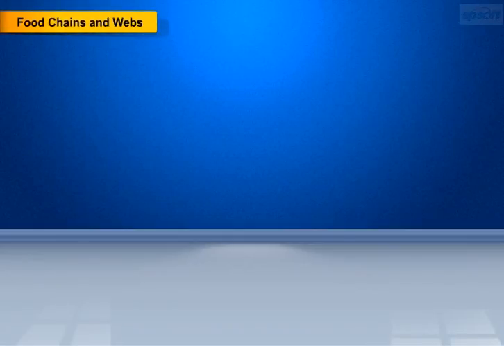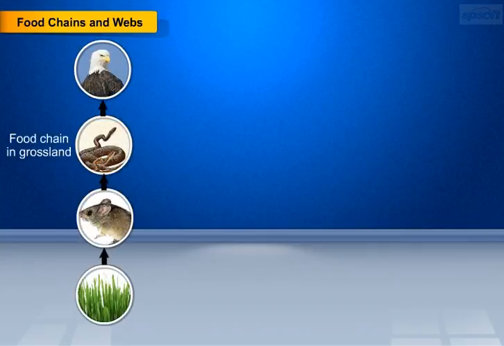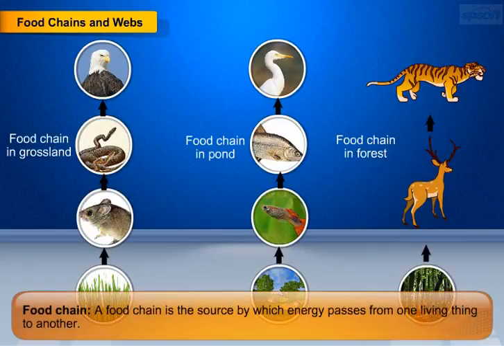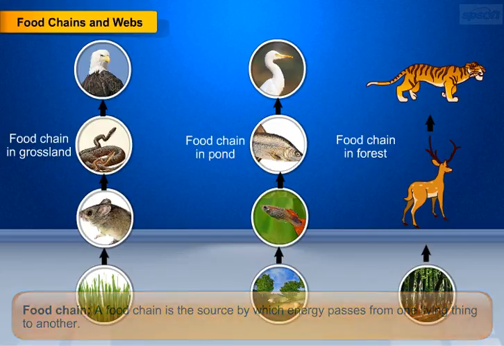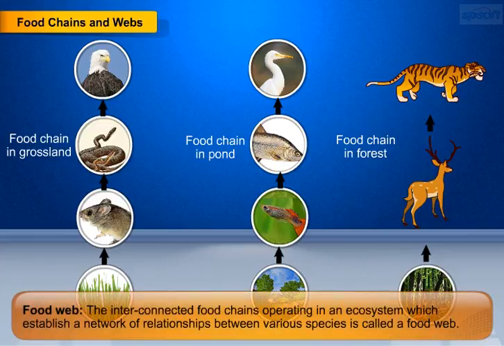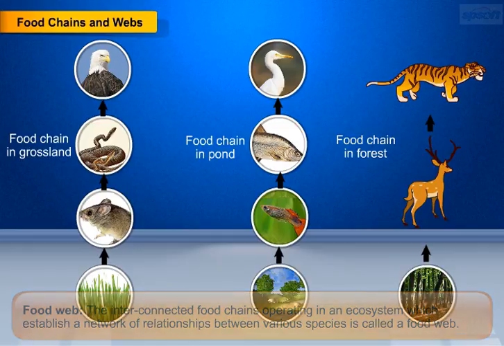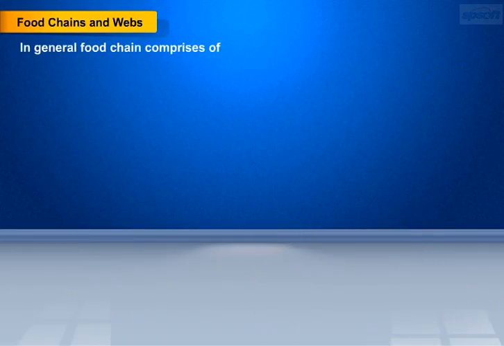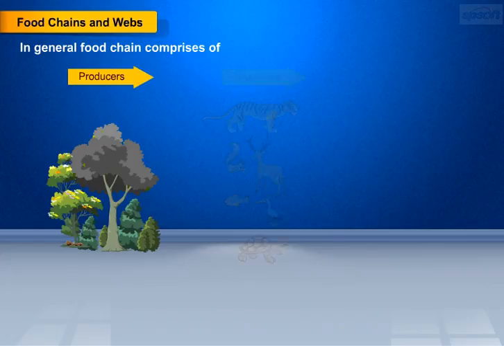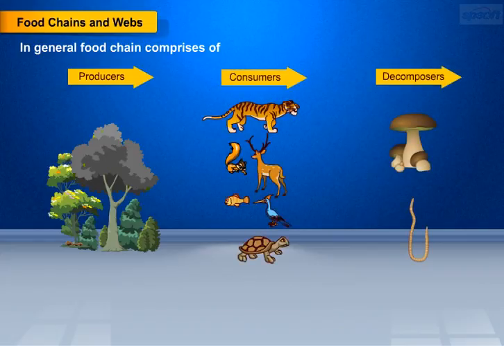Now let us discuss food chains, which are helpful in recycling of the ecosystem. Food chains. A food chain is the source by which energy passes from one living thing to another. Food web. The interconnected food chains operating in an ecosystem, which establish a network of relationships between various species, is called a food web. There are three types of food chains: producers, consumers, and decomposers.